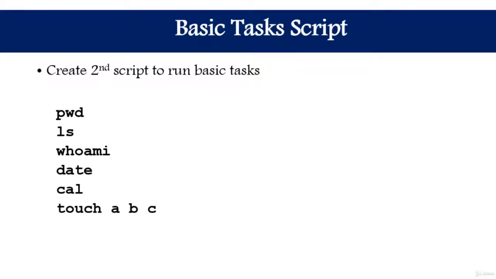Who am I? It will print my username that I'm logged in with. Date, the current date. Cal, the current calendar. And the last one, I want to create three files in the directory that I'm logged in. Those files are A, B, C, and the command we will use to create them is touch. So it's just that simple, and that script will run sequentially. If you remember, the first one is pwd, then ls, and so on.